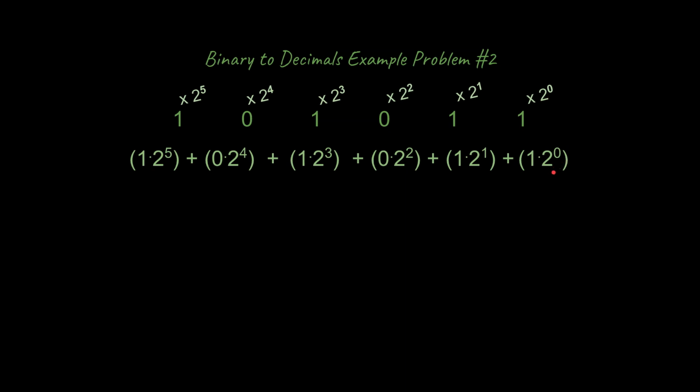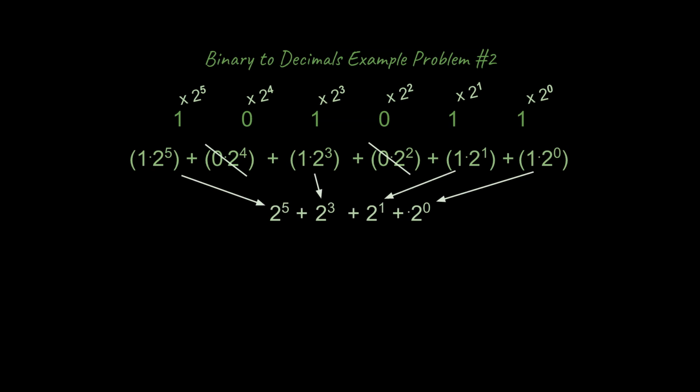Well, anything to the 0 power is just 1. So this number is going to reduce to 1, and then 1 times anything is that thing. So let's simplify what we have so far. We can get rid of our 0 values, and we end up with this so far.